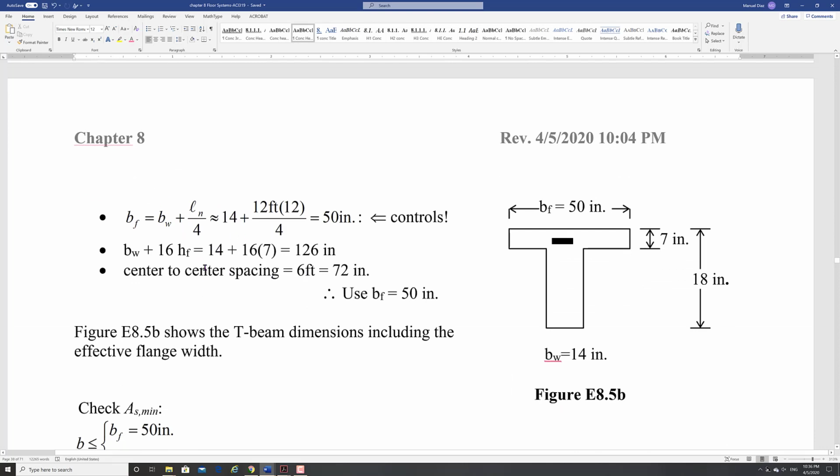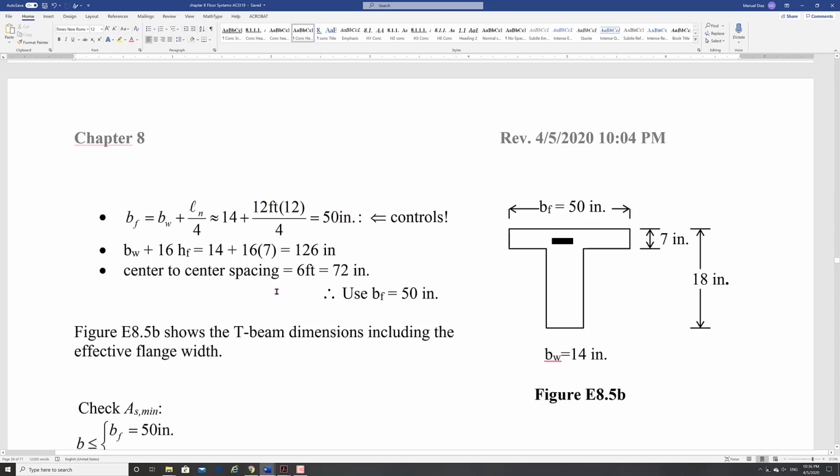Again, we use the three formulas. The b_w plus l_n over 4, where l_n is your clear distance, is 12 feet. So multiply by 12 to change to inches, divide by 4, add it to 14, and you get 50 inches. Then the other one that has 16 times the thickness of the slab. And then finally the center-to-center spacing, which is 6 feet. So out of the 3, 50 governs, and that's your width.